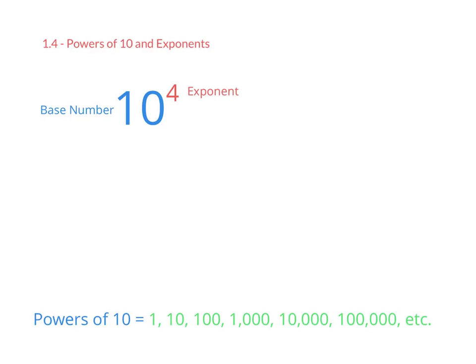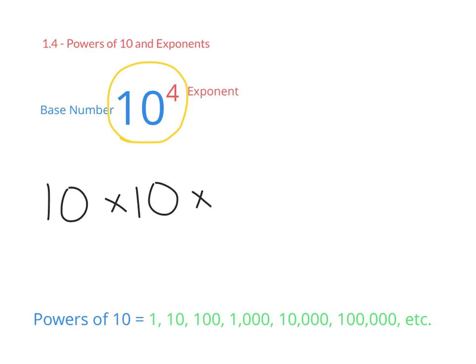So whenever you see something that looks like this, where there's a large number and then a smaller number hovering above it to the right, the large number is called the base number. So in this case, 10 is our base number. And the small number is called the exponent. So in this case, the 4 is the exponent. The exponent tells you how many times you multiply the base number. So in this case, our base number is 10. Our exponent 4 tells us that we're multiplying 10 by itself 4 times. So 10 times 10 times 10 times 10.